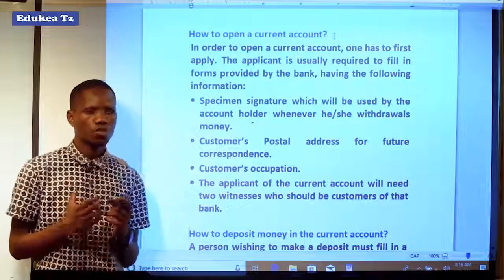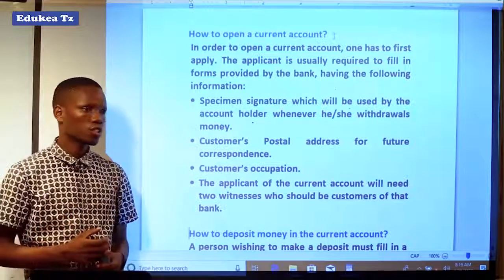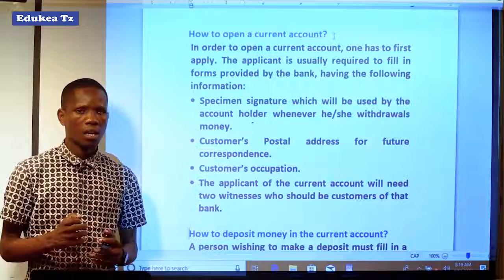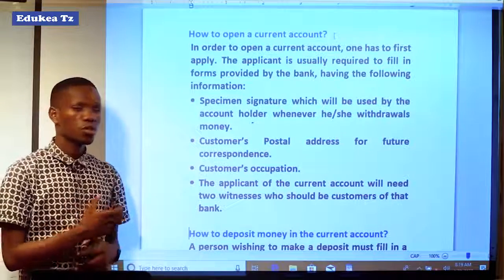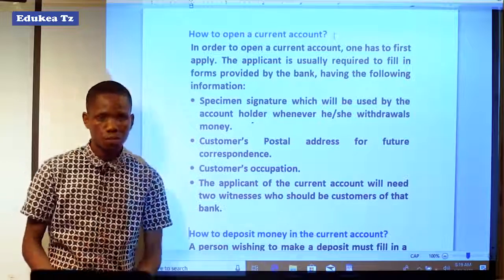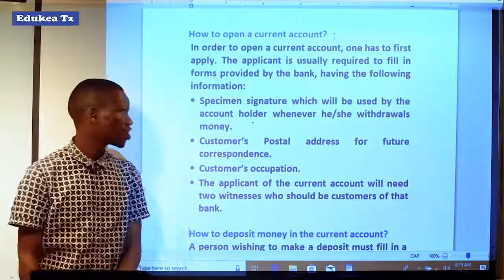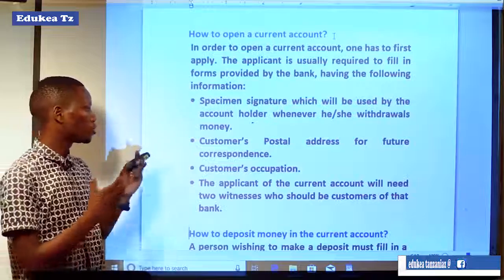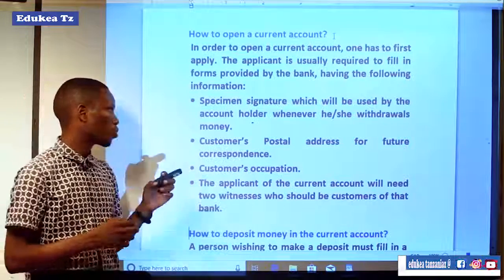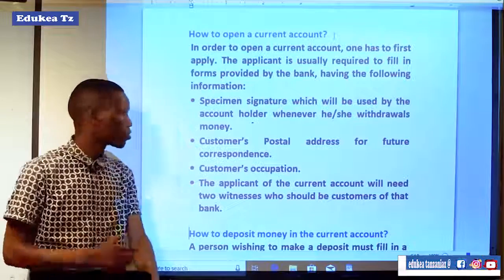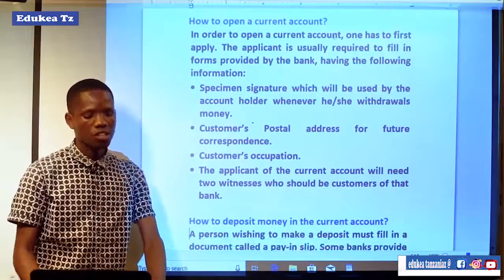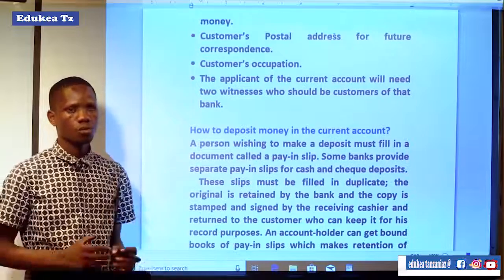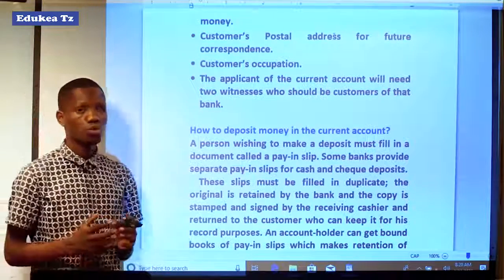So this is made in order to prevent safety problems. It means other people can pretend to be the owners of the account, then they can try maybe to sign in order to get the amount of money that has been deposited into the bank. That is why there is a need to provide or to create a signature which will be used by the account holder whenever he or she withdraws money from these commercial banks. So this is one among the information that is needed to be filled in the form for the account holder to create an account in these commercial banks.